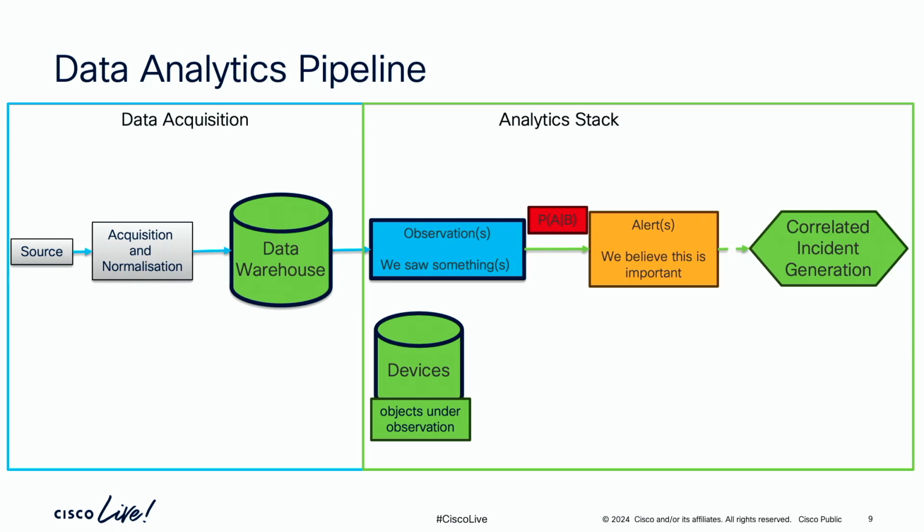We make an observation. Observations move to an alert on a probability-driven model. I call it probability A given B, which is Bayesian theorem. It's the probability that this is an alert in the environment that we are in. Once you have created that alert, alerts then go through the incident correlation or correlated incident generation process.